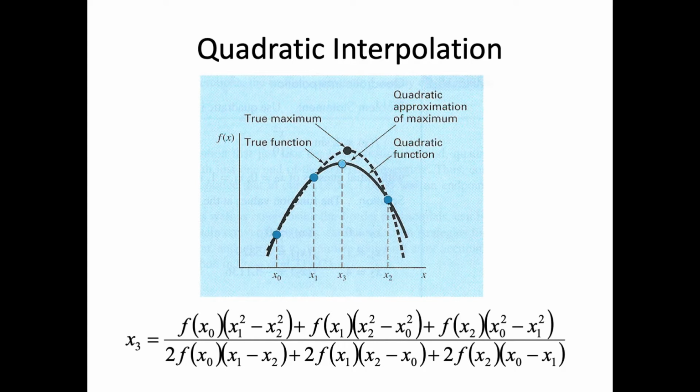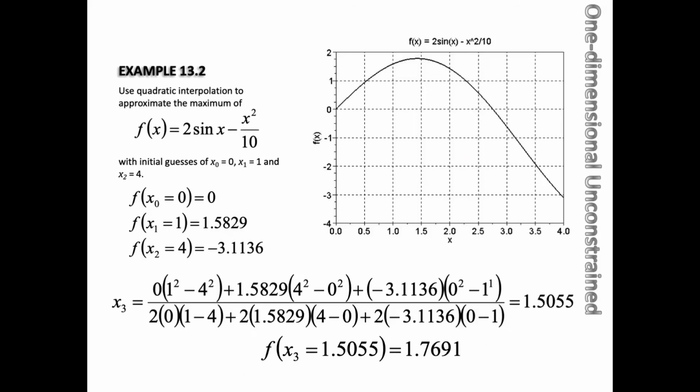The result will be the equation shown, where x0, x1, and x2 are the initial guesses, and x3 is the value of x that corresponds to the maximum value of the quadratic fit to the guesses. Let's consider an example in the next slide to make sense of all of this. We use the same function f of x in this example and use the quadratic interpolation method on this function. We have initial guesses of x0 equals 0, x1 equals 1, and x2 equals 4.